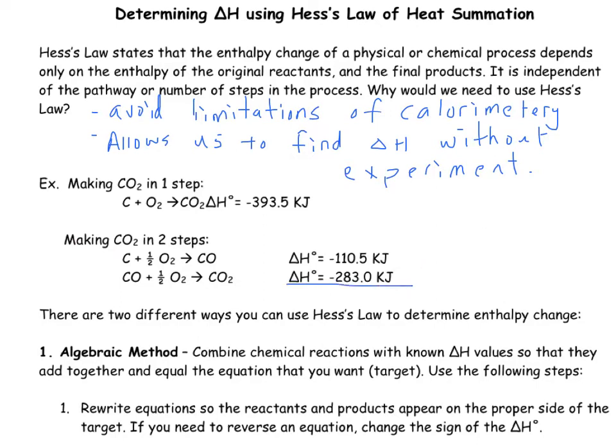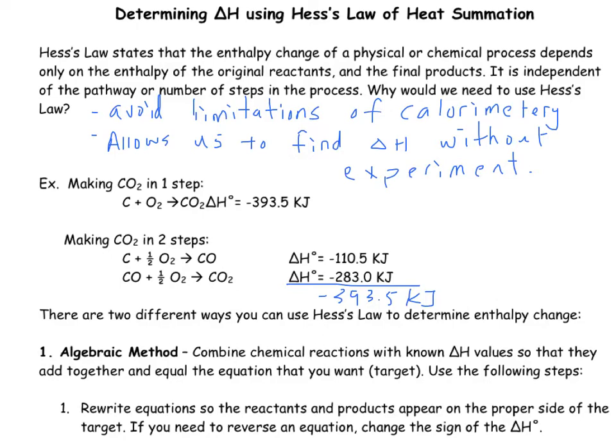If you add those two enthalpy changes together, you'll get minus 393.5 kilojoules. Like Hess's law states, it doesn't matter how many steps it takes to get from reactants to products, the enthalpy change of the overall reaction will be the same.